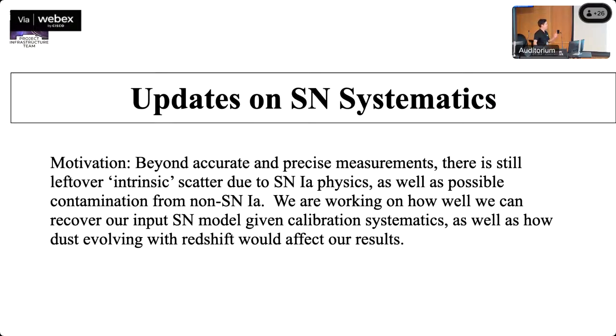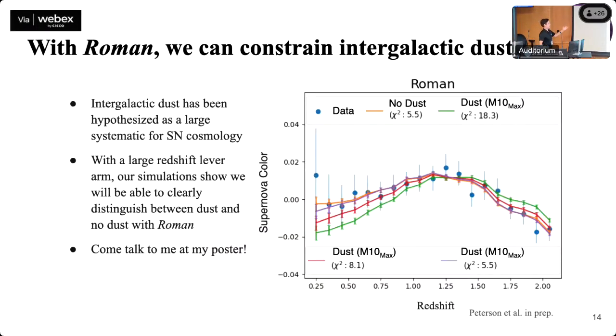Okay, great. So please come talk to me about my intergalactic dust work. This is one of those systematics we're trying to model to see if we can measure intergalactic dust with Roman by itself. This is something that LSST can't do alone, and so Roman is going to provide a measurement or an estimate on intergalactic dust that will be used for a systematic with LSST.